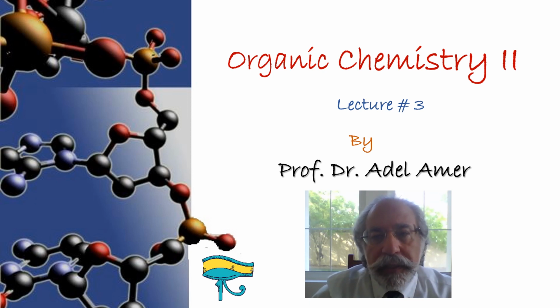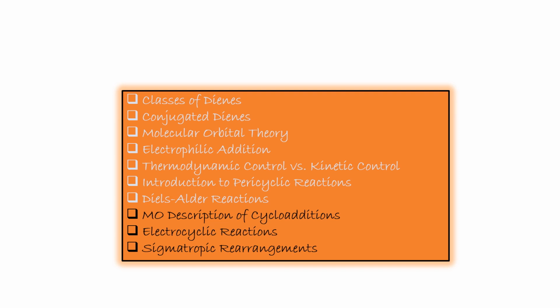Hello everyone. Welcome to Lecture 3, Organic Chemistry 2. Today we will continue on Chapter 1, Conjugated Pi-Systems and Pericyclic Reactions. In the previous lecture, we talked about the Diels-Alder reaction. Today we will talk about the molecular orbital description of cycloaddition reactions.